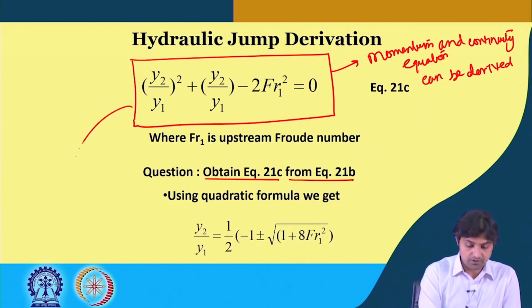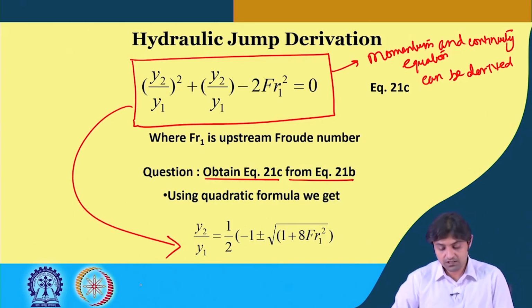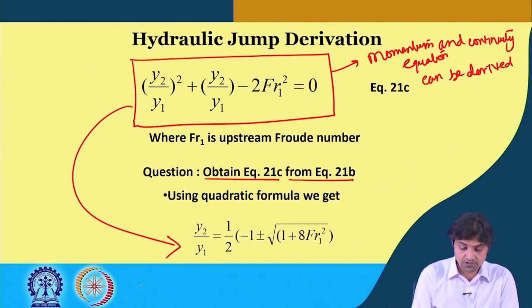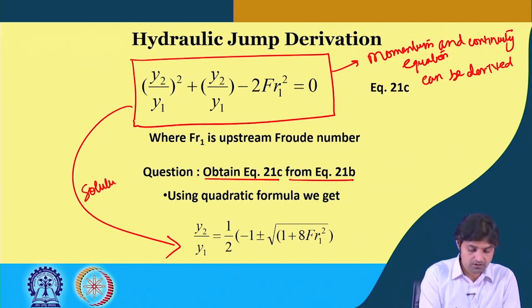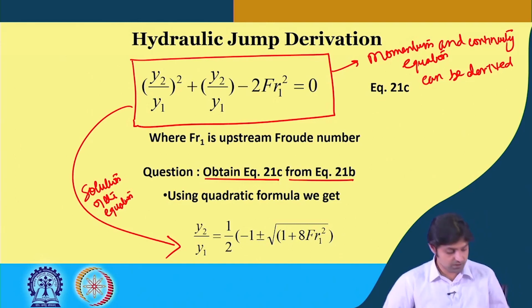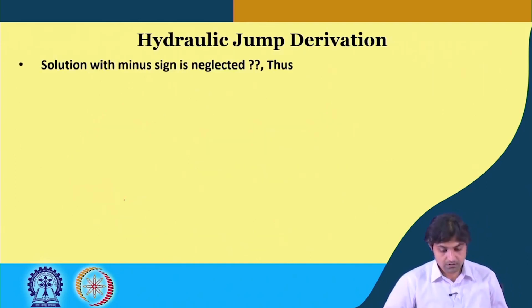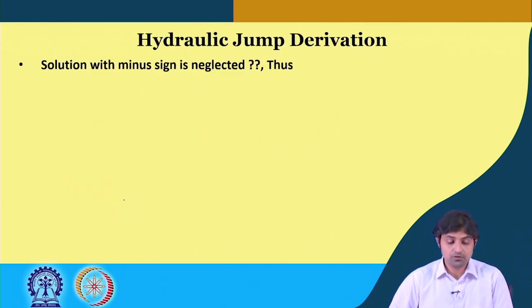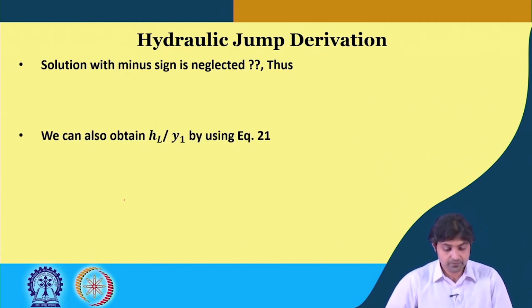So, this is a quadratic equation, and this will give us a result y2 by y1 is equal to half into minus 1 plus minus under root 1 plus 8 Fr1 whole square. Okay. So, this is the solution of the equation. So, we neglect the solution with the minus sign.